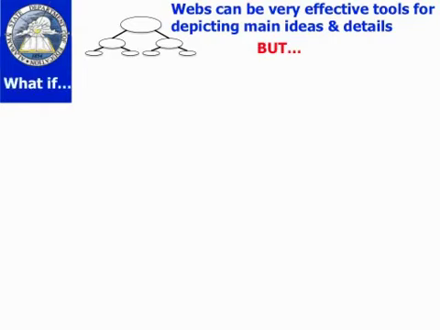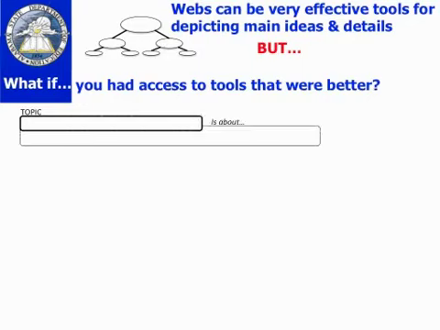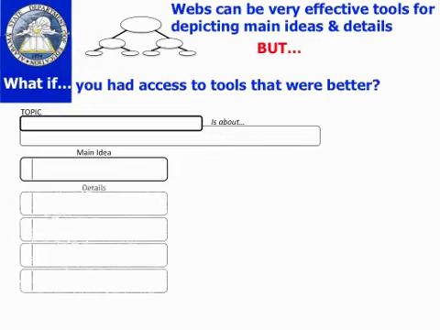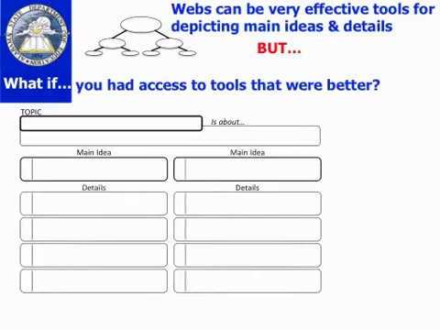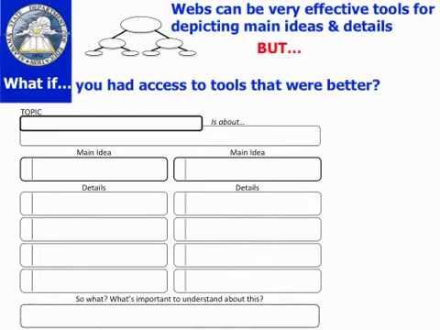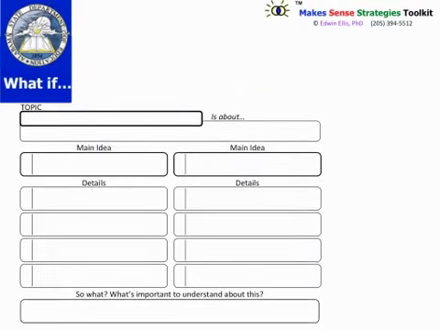But what if you had access to tools that were really even better? For example, the topic is about, what's a main idea, supporting details. It's another main idea, supporting details. And down at the bottom, so what? What's important to understand about this? What if the tool were in color?